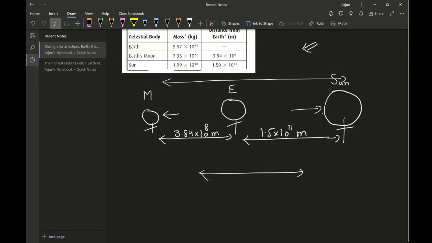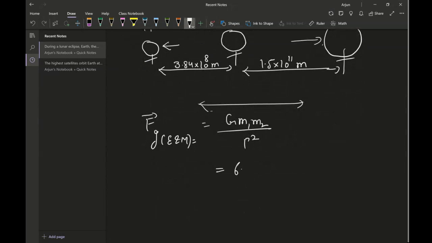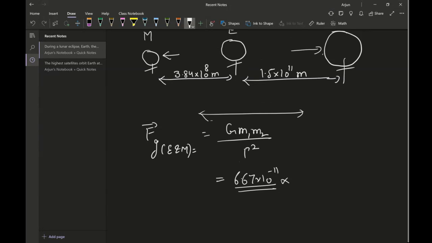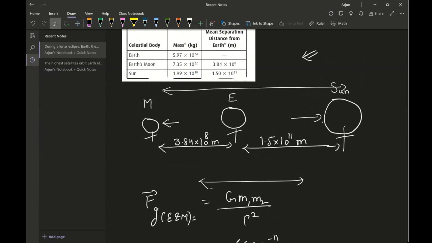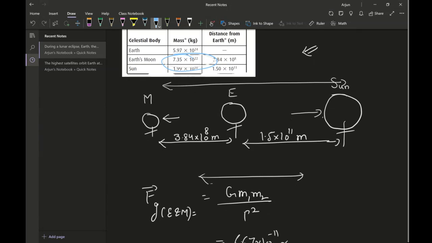Let's first of all find out the gravitational force between the Earth and the Moon. So Fg between Earth and Moon will be G m1 m2 divided by r squared. Again, the G value is 6.67 times 10 raised to the power negative 11. That value is a constant number. The mass of the Moon is given to us in the data table, that is 7.35 times 10 raised to the power 22.